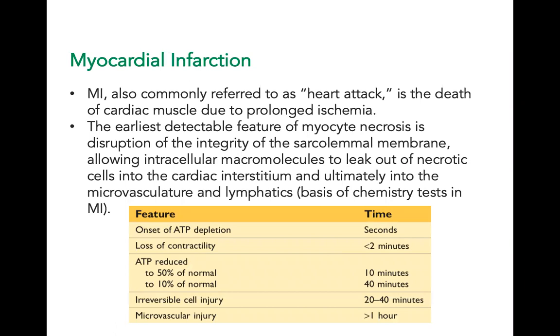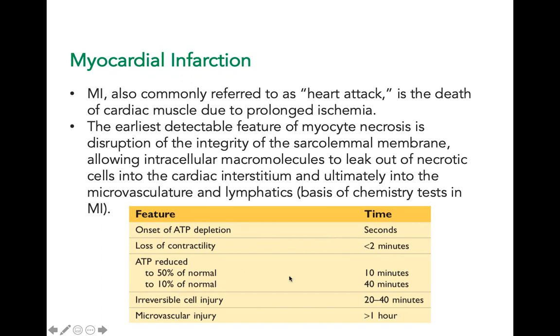Okay, so MI, or almost commonly referred to as the heart attack, is the death of the cardiac muscle due to prolonged ischemia. So prolonged ischemia, kaya very important yung time natin kasi based from this table, no? Pag onset of ATP depletion, kasi wala ka ng oxygen, in seconds lang yan. Kasi at the molecular level, ma-feel agad yan ng system natin, uy, wala tayong ATP. So that's just in a matter of seconds. And then eventually, in less than 2 minutes, ma-feel na yan.